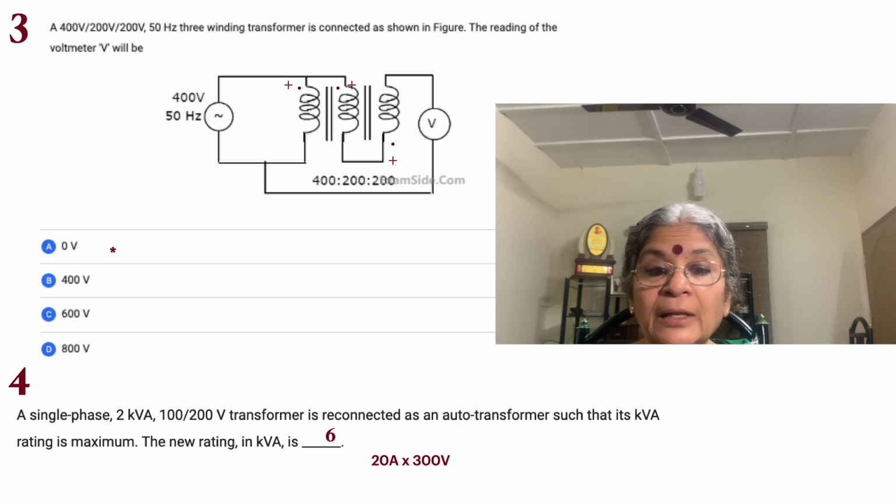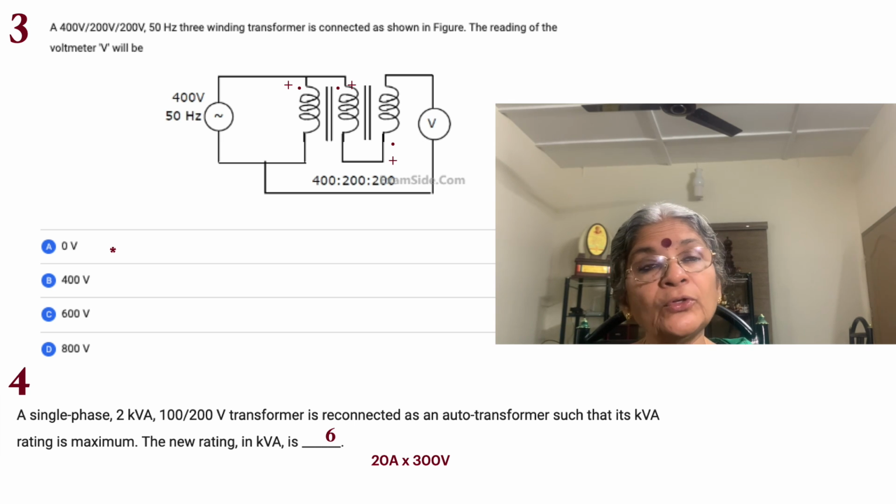So 2 kVA, that is 2000, divided by 100 gives us 20 amps. So 20 amps multiplied by 300 volts will give you 6 kVA. Though the transformer was earlier rated only for 2 kVA, just by connecting together windings and loading it to its maximum level, we see that we are having a 6 kVA transformer emerging from a 2 kVA transformer. So this is why auto transformers save space, save material, as also save quite a lot of effort.